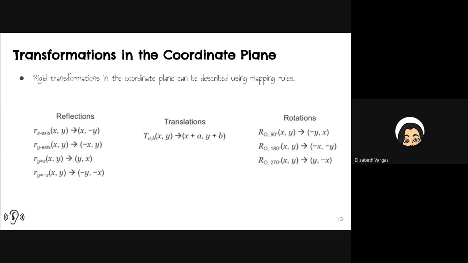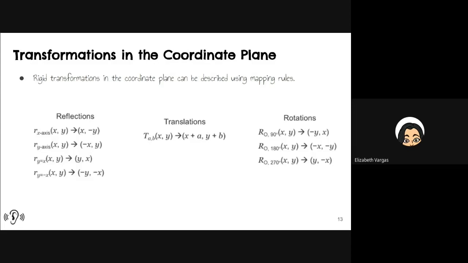And so, again, transformations can occur in coordinate planes, and rigid transformations in coordinate planes can be mapped using the following rules. We have reviewed reflections, translations, and rotations. But what I want to do is offer you a brief reminder of what these mapping rules tell us to do.